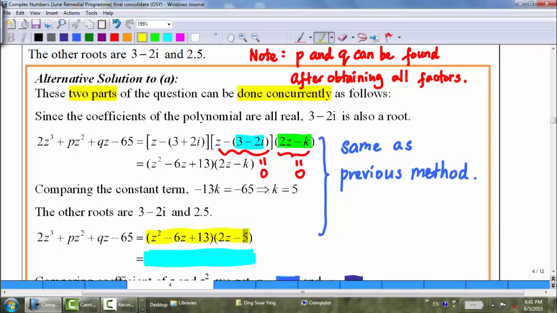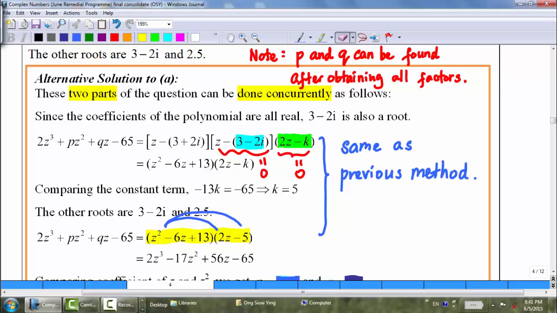So what you need to do, if you want to find p and q, is just compare coefficients on both sides. That means you just need to do the ordinary expansion, multiplying out your z squared and expanding it out. You should have altogether 6 terms, and after you simplify, you will be able to get a cubic expression in this form.